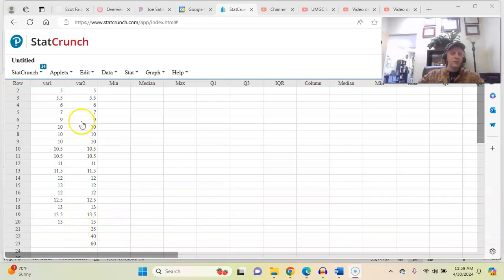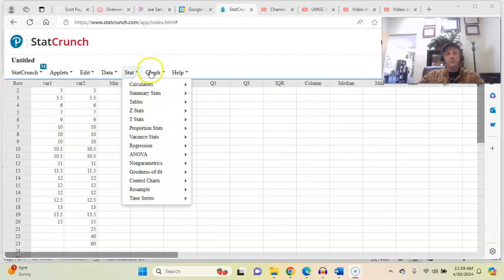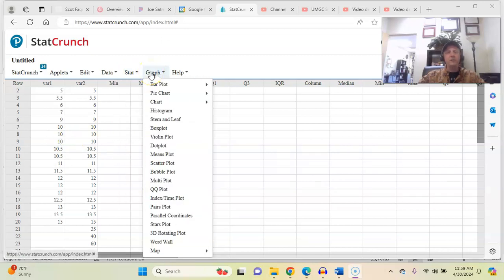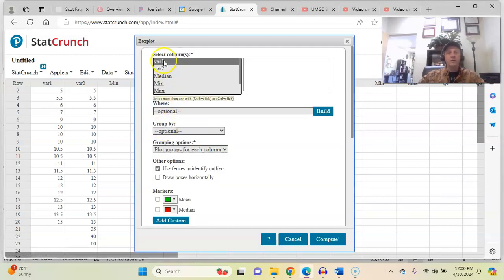But let's see how we can compare these data sets one above the other. So if we go to Graph, Boxplot, and now we can select variables 1 and 2, and let's uncheck this and check that again.